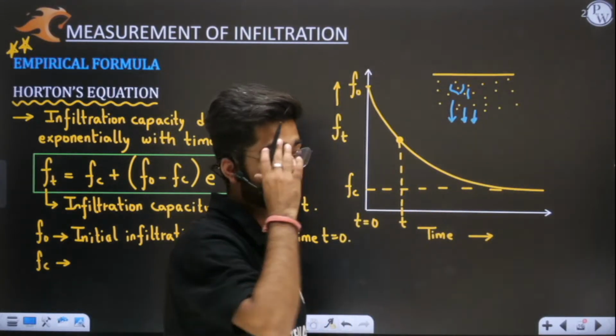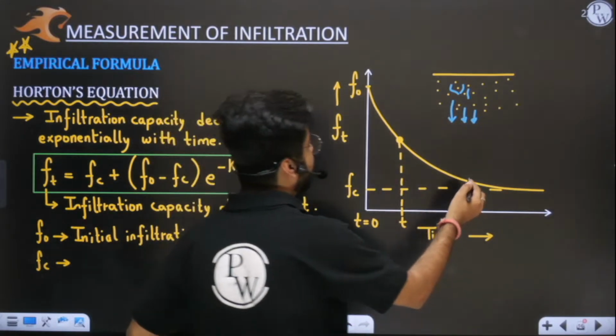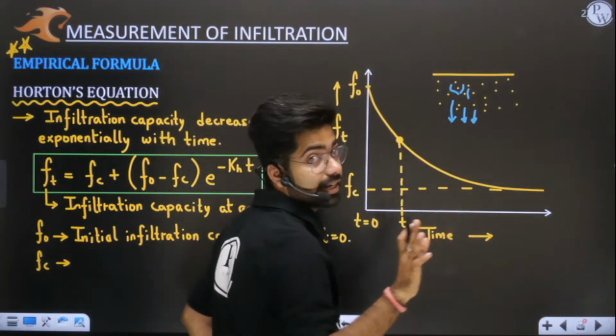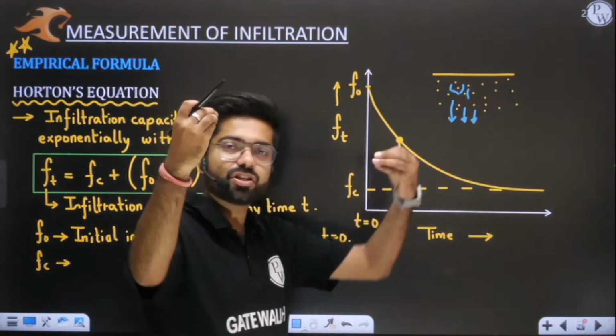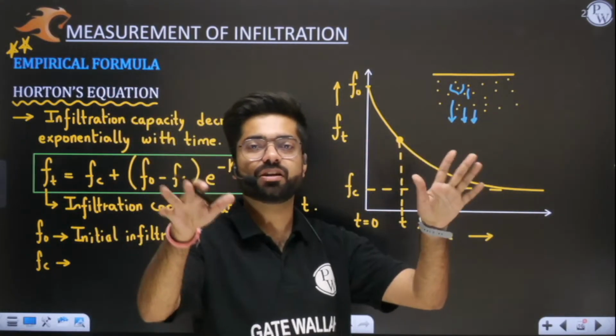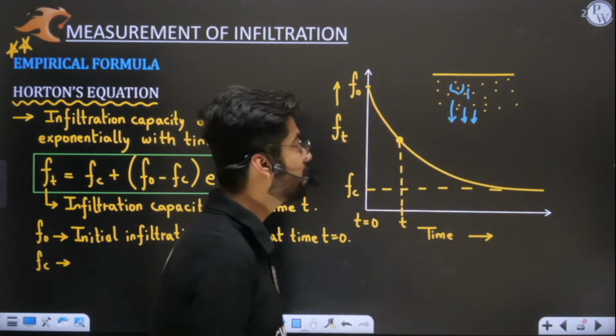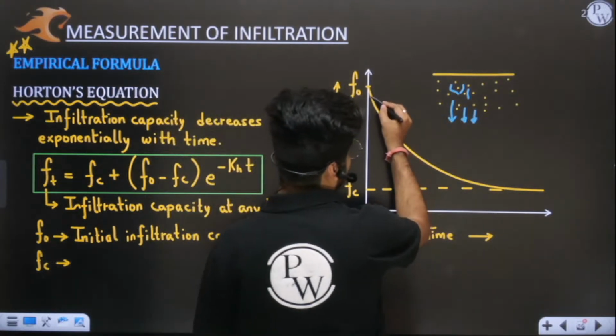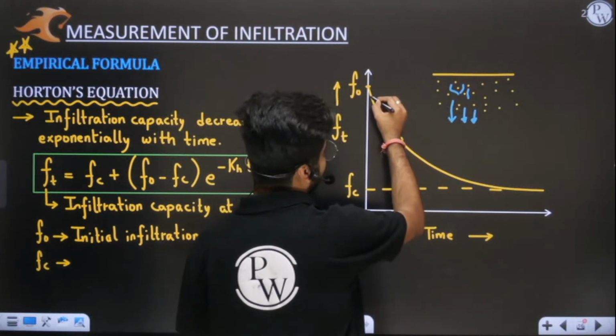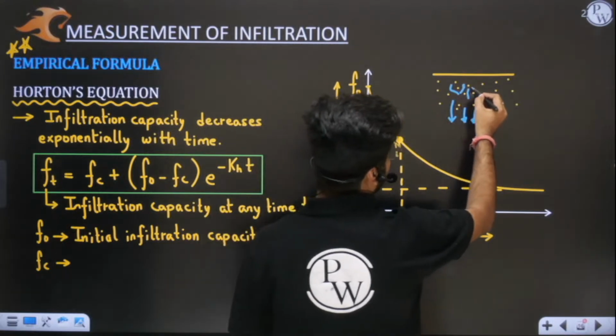you need to understand, since these voids are getting filled, now less water will go inside, because initially all the voids are empty. Sir, initially all the voids are empty, so more water was going inside. Now after some time, what has happened here, that why this is going down? Because some voids have been filled.